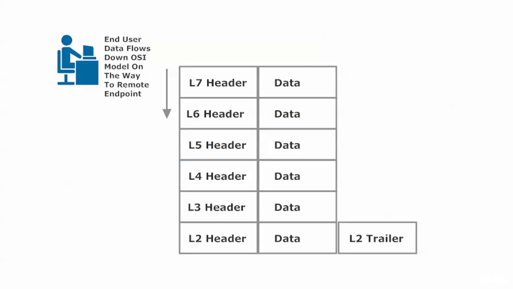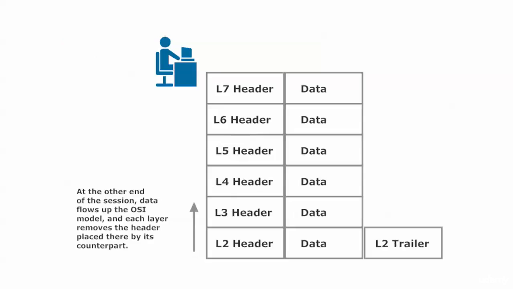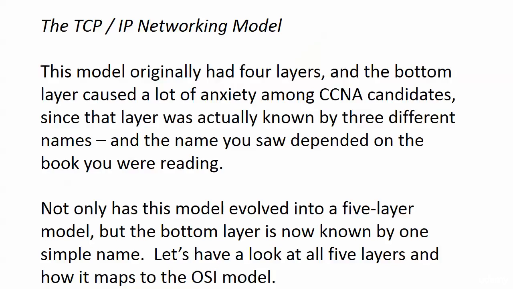This combination of data and a layer specific header is called a protocol data unit, a PDU, and they are usually referred to by the layer number, L7 PDU, L6 PDU, etc. Here's an illustration of what happens. And again, as the data flows down, headers are going to be attached on their way to the remote endpoint. Note at layer 2, the data link layer, we're also adding a trailer. So that is the only layer with the trailer. That's good stuff to know. And then at the other end of the session, as data flows up the OSI model, each layer removes the header placed there by its counterpart.